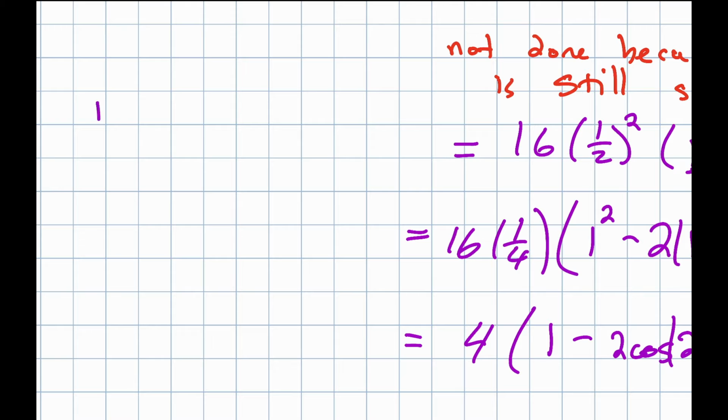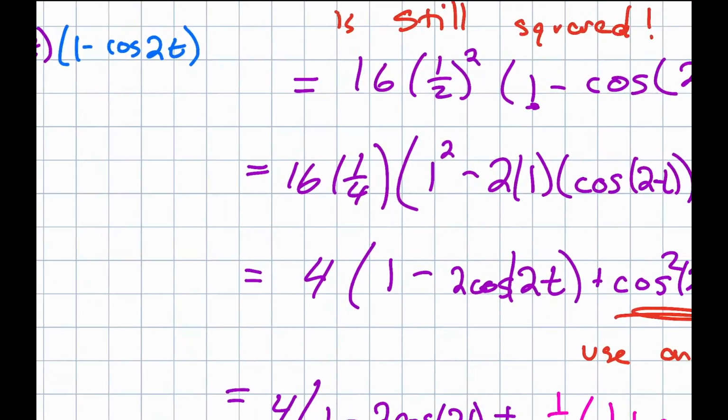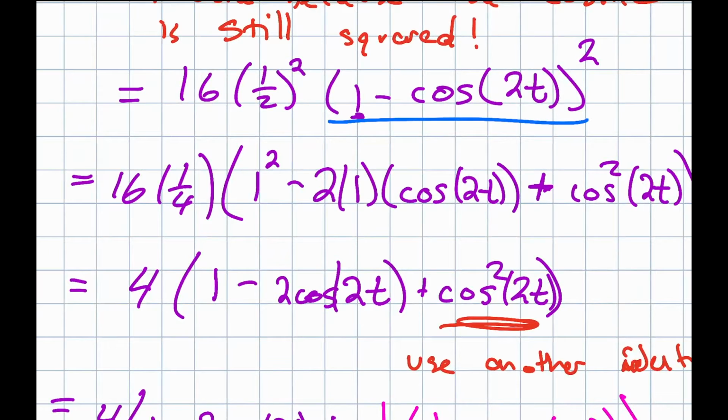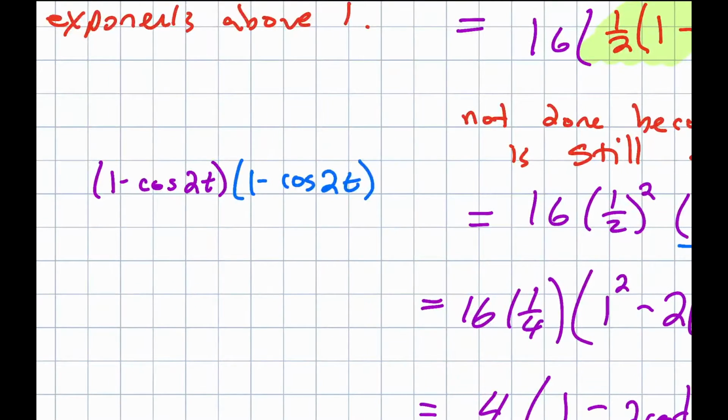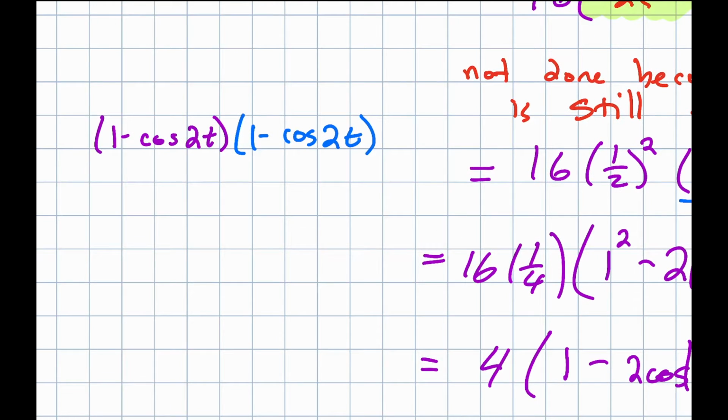So if you have 1 minus cosine 2t, I shouldn't use these colors. Let me change it. 1 minus cosine 2t like this, you would have to FOIL it out, right? That's what this squared means, is 1 minus cosine 2t, 1 minus cosine 2t. So you'd have to FOIL this out, right? So you have to multiply the first things and get 1. You've got to multiply the outer.